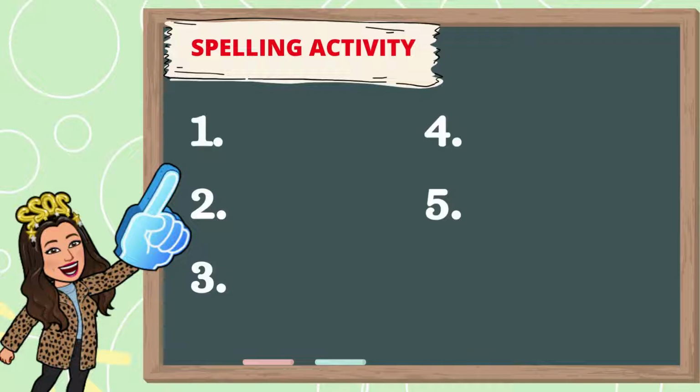Number 3. Foreign. He somehow ended up in a foreign land after 3 days of traveling. Foreign. 5, 4, 3, 2, 1. Number 4. Gauge. Scientists can now gauge the star's intrinsic brightness. Gauge. Number 5. Grateful. I do feel grateful for all the help you gave me. Grateful. 5, 4, 3, 2, 1.